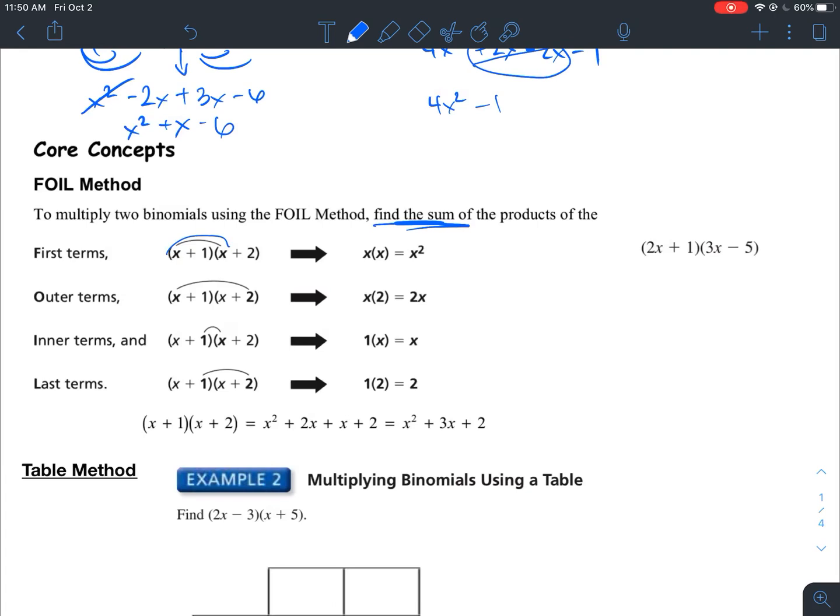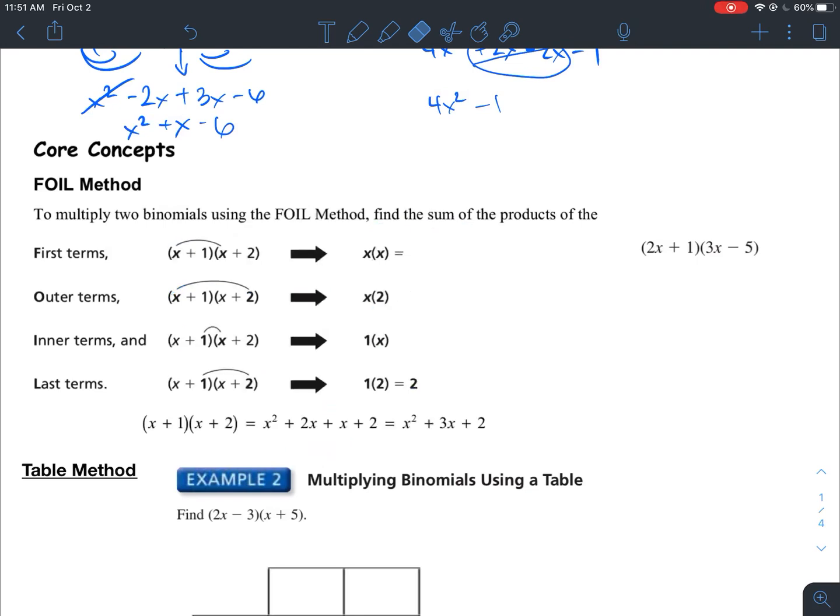X times x is x squared. X times 2 is 2x. And then 1 times x is x. 1 times 2 is 2. Okay? And then you add all those together. So then you have x squared plus 2x plus x plus 2. Combine like terms, the 2x and the x, which is 3x. Okay?